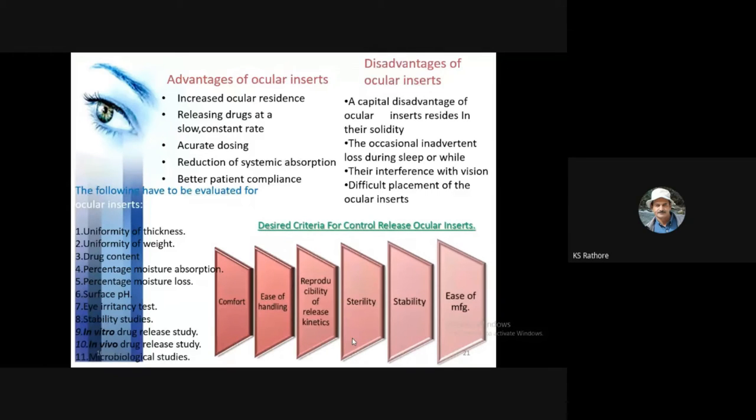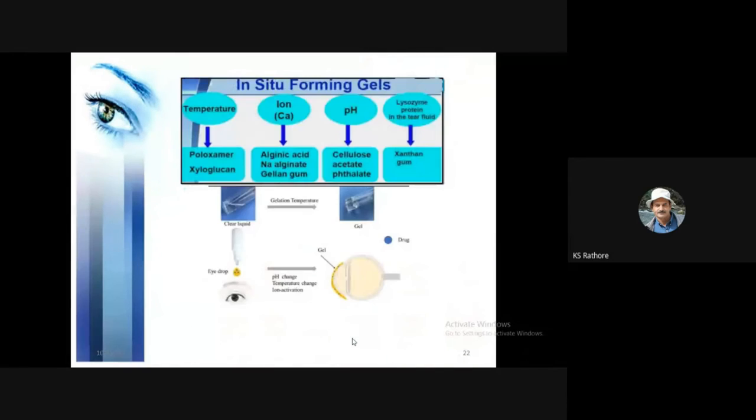Next, very famous, you can say, in situ forming gels. This is phase transition taking place in the eye: when you put an eye drop, it converts into the gel form in the eye cavity because of certain stimuli responses, like temperature, ion, pH, or lysozymes. We want to use poloxamer or xyloglucan. So phase transition by thermogelling polymers.